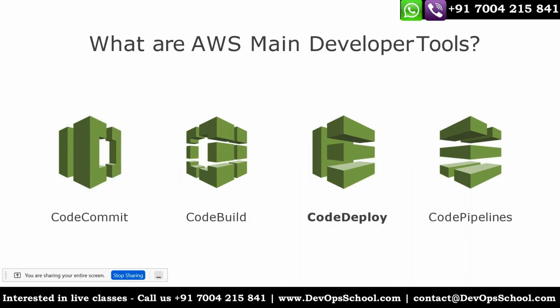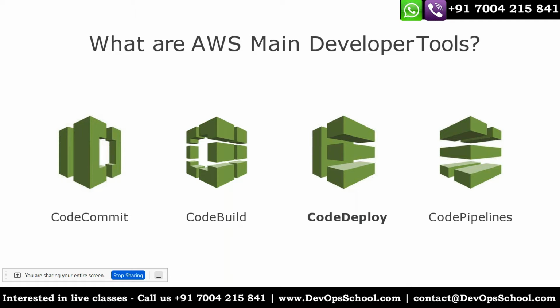You want to code in your IDE, write the code and store the code. You want to scan the code, build the code, archive the code. You want to deploy the package to a number of environments, and you want to create pipelines. So for everything, we have services on AWS under the developer tools.